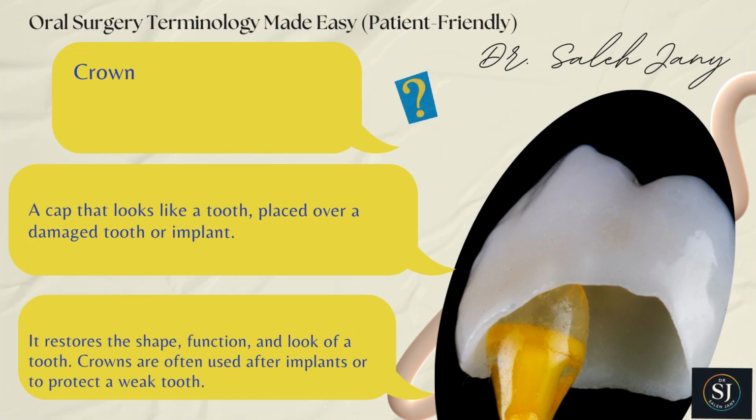Crown. What it means: a cap that looks like a tooth placed over a damaged tooth or implant. It restores the shape, function, and look of a tooth. Crowns are often used after implants or to protect a weak tooth.